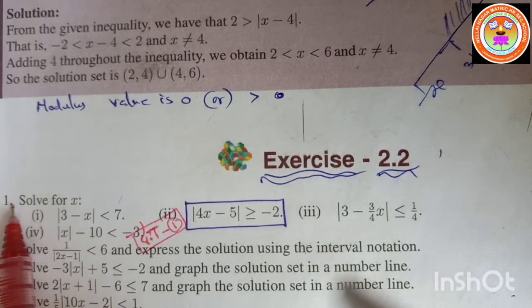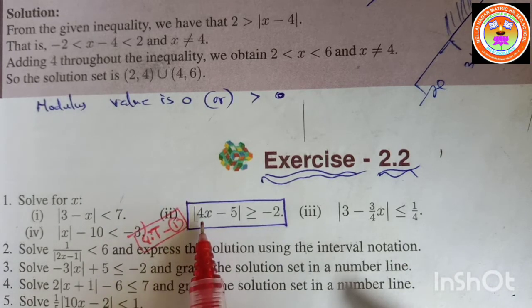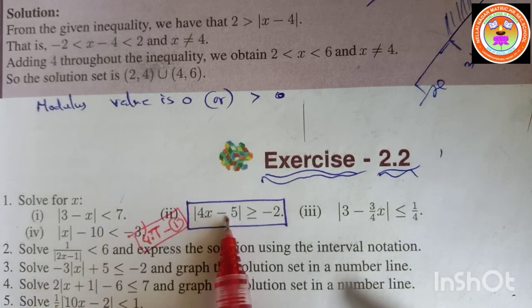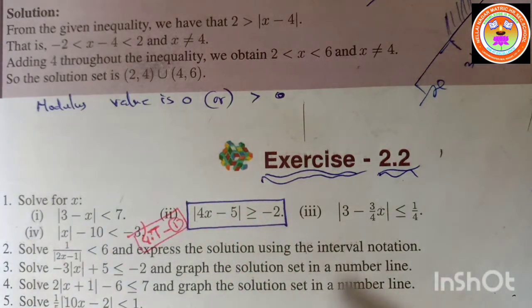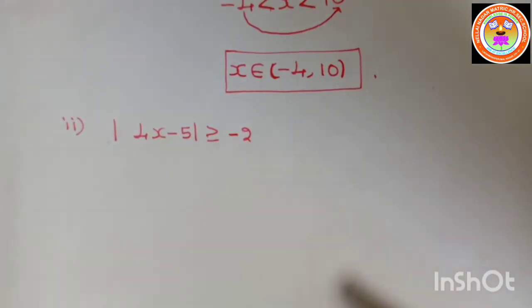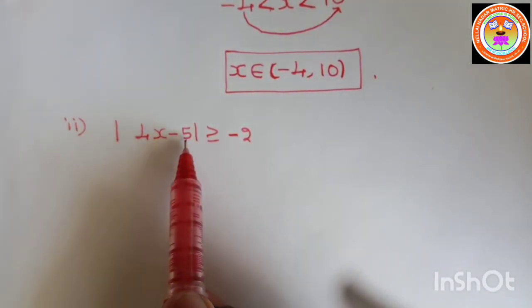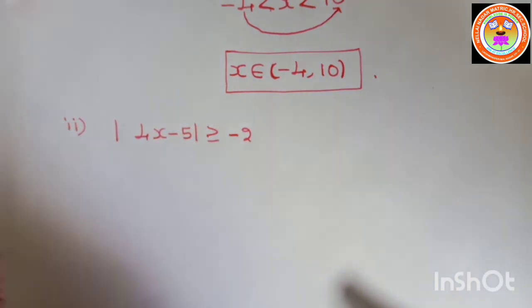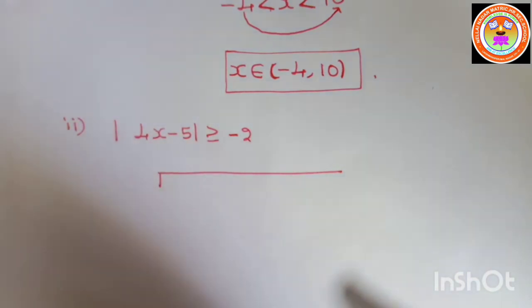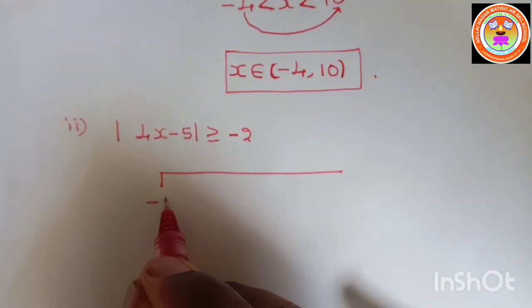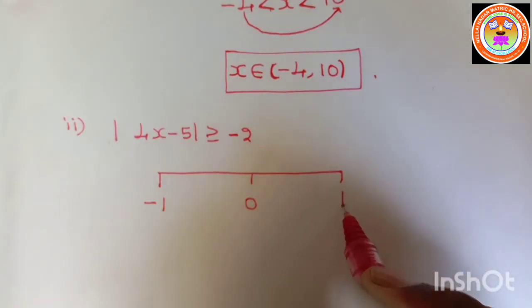I'll go into first Roman letter, second sum. Modulus of 4x minus 5 greater than or equal to minus 2. Now you take any values. I'll take it for -1, 0, 1.